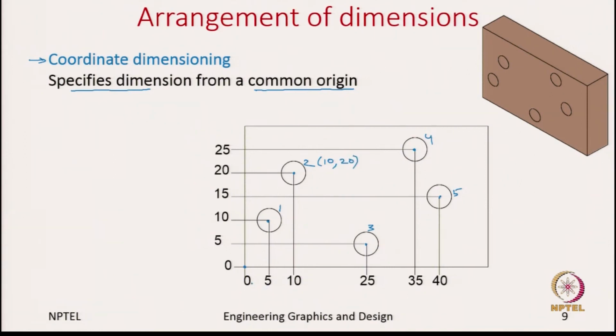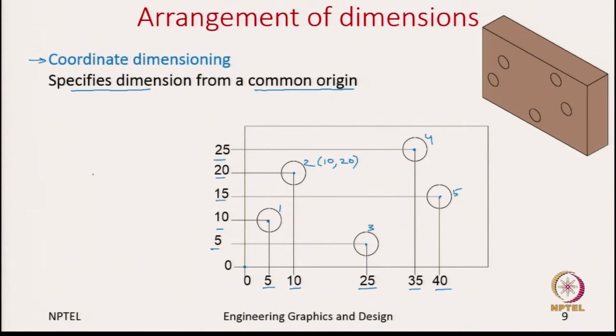So, you need not use those lines, there are multiple ways of showing these dimensions. Since we are simply focusing on this x direction, we specify only the dimensions in x direction. So, 5, 10, 25, 35, 40. Similarly, in the vertical direction we have this 5, 10, 15, 20, 25.